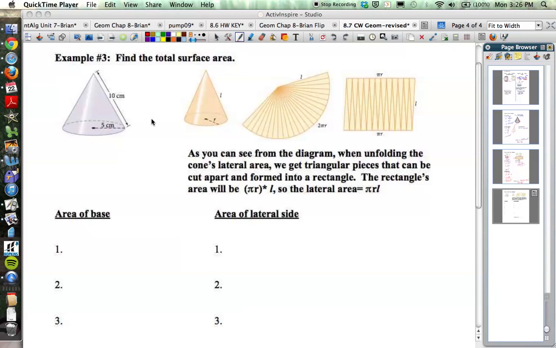Here is our third example for section 8.7, surface area. And this one is the surface area of a cone. Find the total surface area.